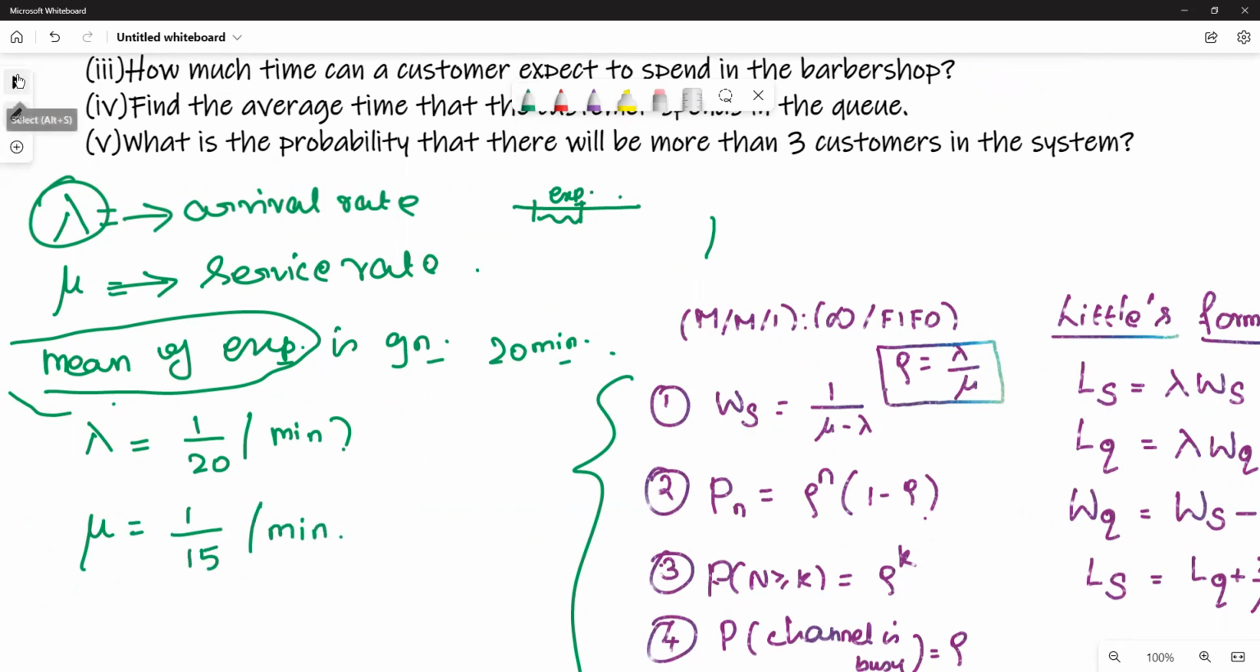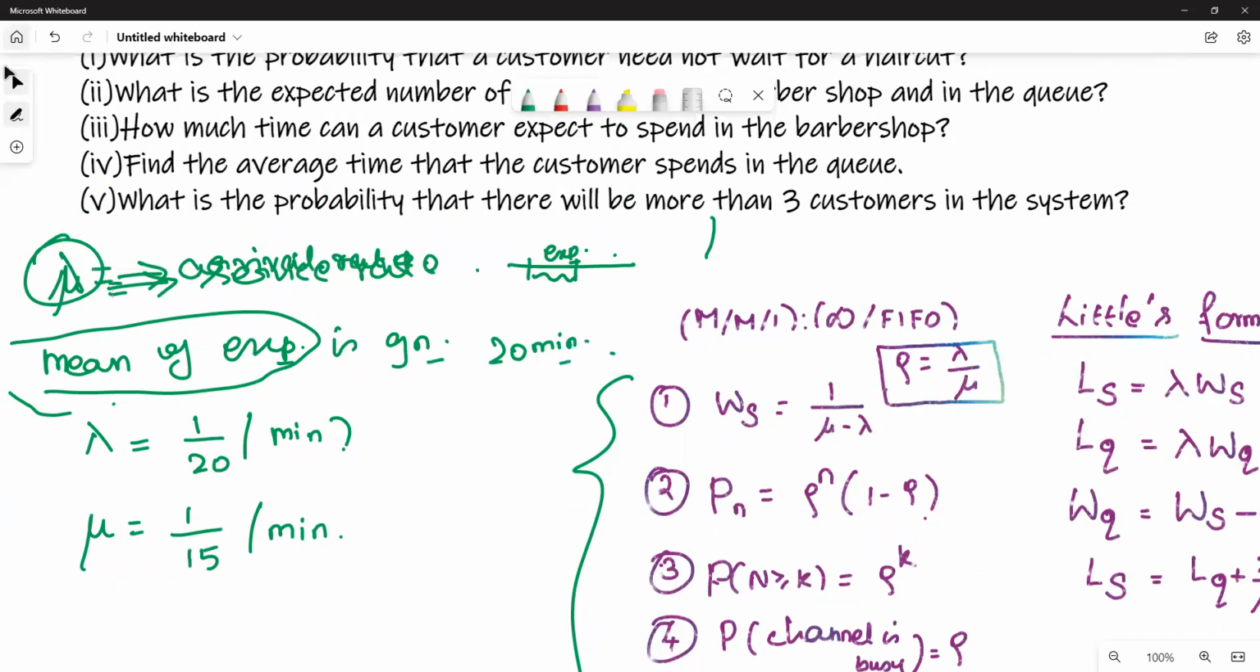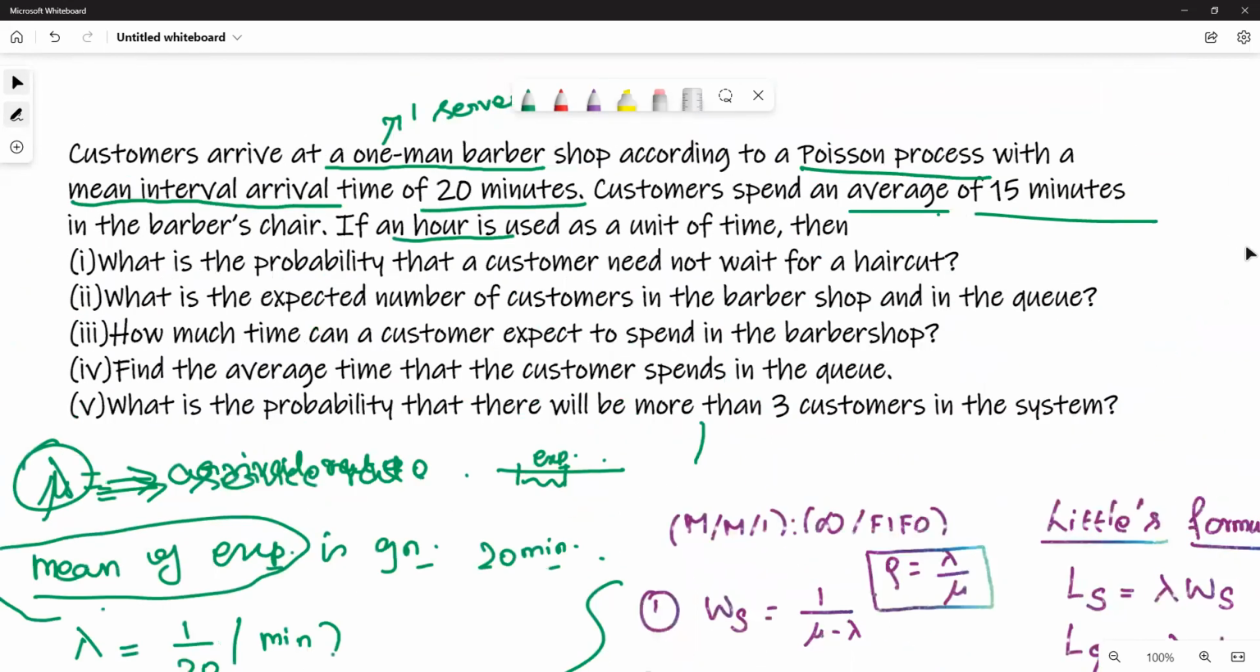So lambda is 1 by 20 and mu is 1 by 15. Writing lambda and mu matters a lot in this question. In the question, they'll give it in two ways. One is directly they'll give you the arrival rate, the rate at which the customers arrive, and the rate at which the service is being taken. If they give you the rate, you can directly take the value. Instead, if they give you the mean or average of the exponential, we have to take the reciprocal.